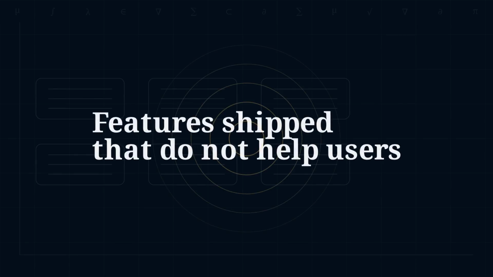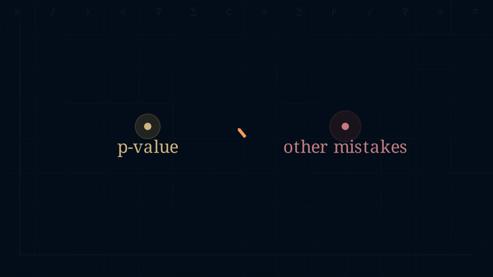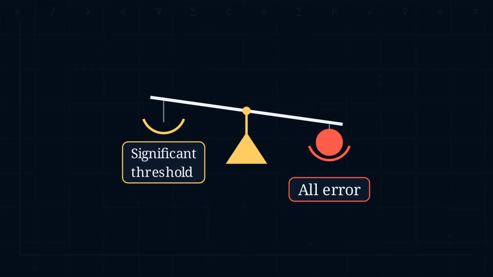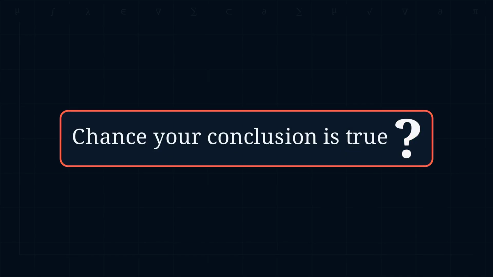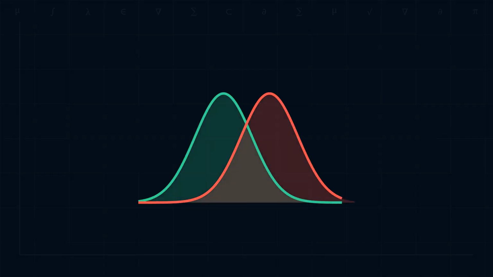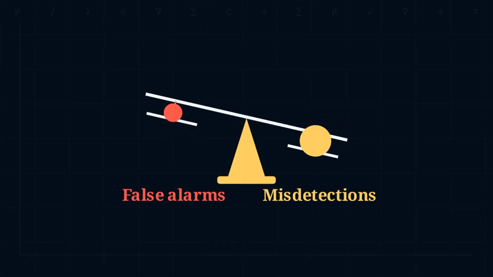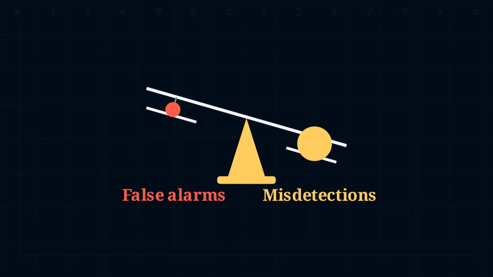Teams ship features that do not help users because they celebrated a tiny p-value once and never noticed they increased a different kind of mistake. The gap is thinking a significance threshold protects you from all error, or worse, that it tells you the chance your conclusion is true. What actually happens is that any test rule draws a line through overlapping distributions, so making false alarms rarer automatically makes misdetections more common.